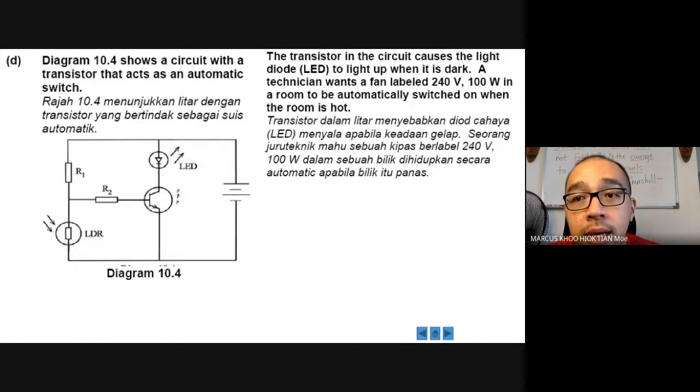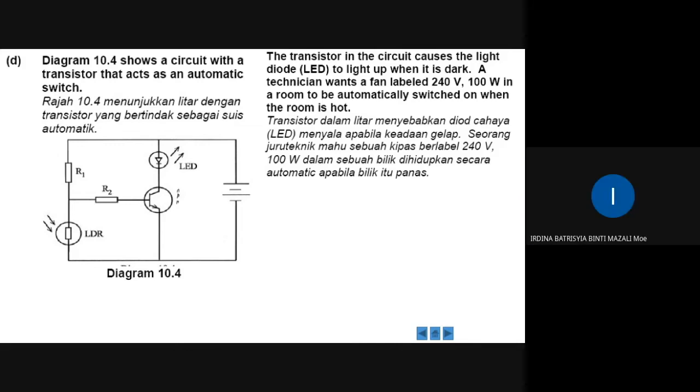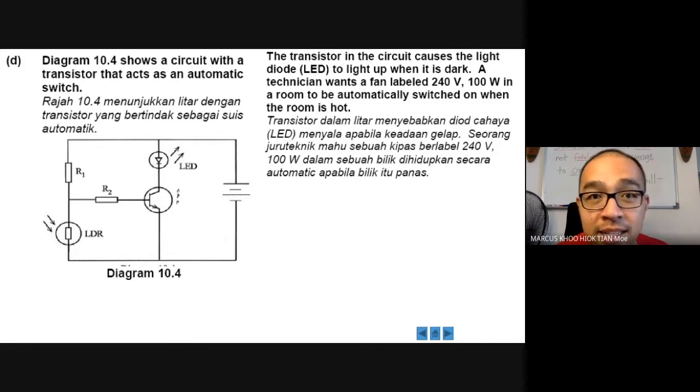All right, D. This is another 10-mark question. Is this the last 10-mark question? Yes. Praise the Lord. Can somebody verify, is this question inside your module? Yes, it is. And it's the last question, right? Yes. Okay, thank you. There are so many questions in the transistor topic. The transistor in the circuit causes the LED to light up when it is dark, yada yada. We've seen this.